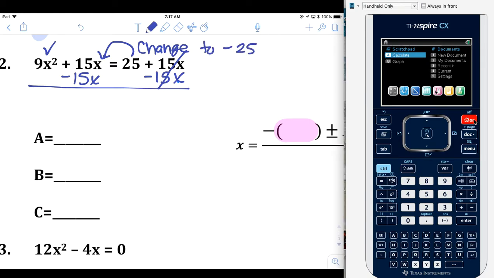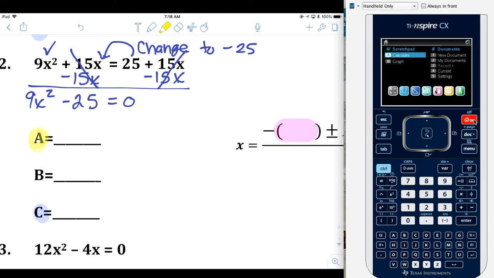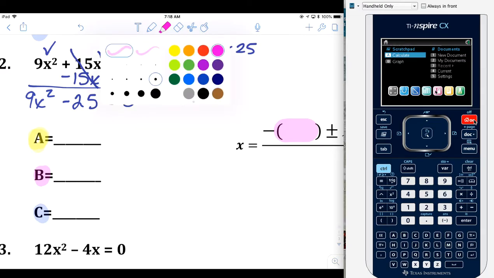Okay? All right, so my 9x squared was already there. 15 minus 15 actually cancels. These are gone. And when I move my 25 and it's negative, this is my new equation. All right, so this one's going to look a little bit different. When we have our A, B, and C going, we actually don't have 3 terms in our problem. We're still going to have an A, B, and C, but we don't have 3 terms. So let's see who we do have.